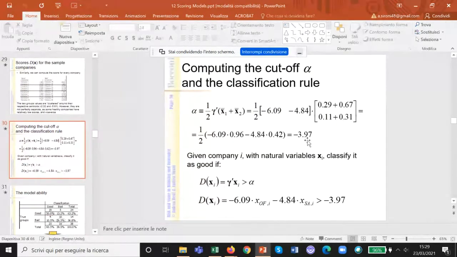Now the cutoff point is minus 3.97. So because minus 1.85 is higher than this cutoff point, then the conclusion should be that company 7 is a good company. And in reality, that is actually the case. Company 7 did actually belong to the group of good companies, okay?